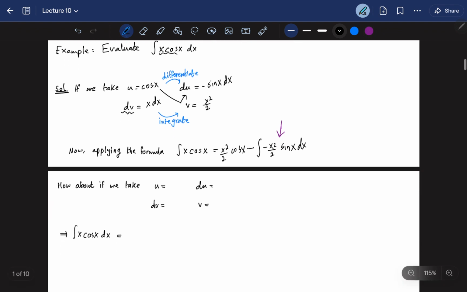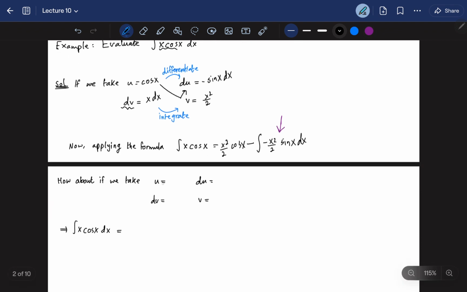So let's try a different choice. Let's take u to be your x. The derivative is just dx. You take your dv, the rest of the integrand, so it's going to be cosine of x dx. And now if you integrate cosine, this is just sine of x. And let's try and apply the formula. U times v minus v times du, so that's x sine of x minus the integral of sine of x dx.